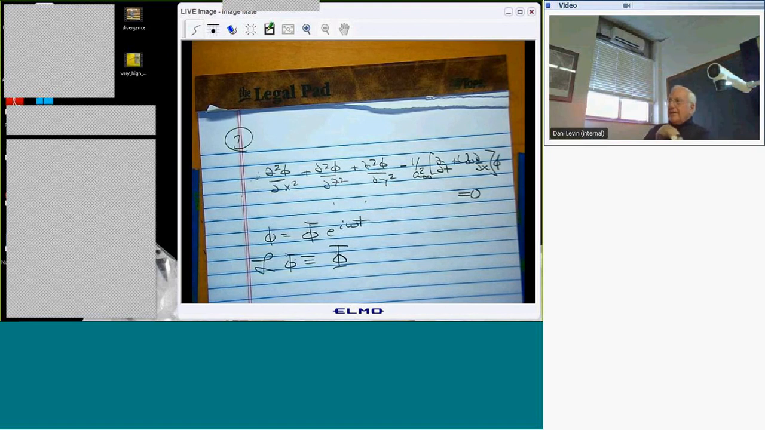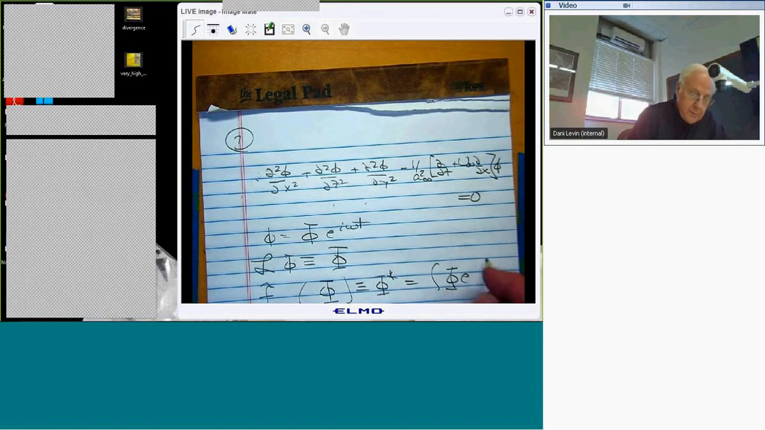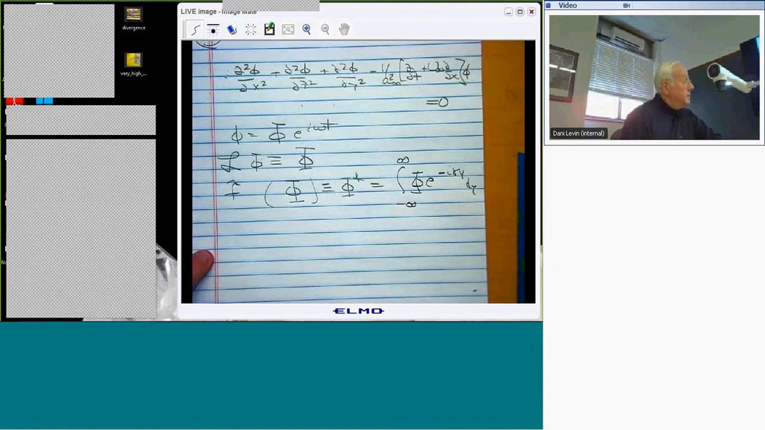So what's a Fourier transform look like? Well, I'll call it phi star. Fourier transform of this, define that as phi star is equal to the integral of phi e to the minus i gamma y dy, integrated from minus infinity to plus infinity. Right? Oops, sorry about that. Right. And so what that does, yes, go ahead.